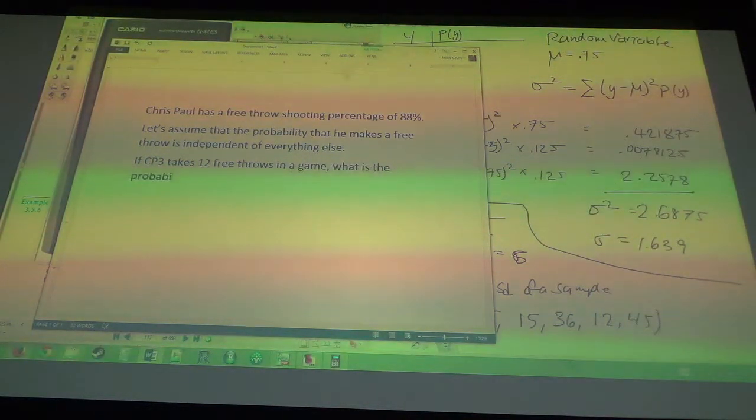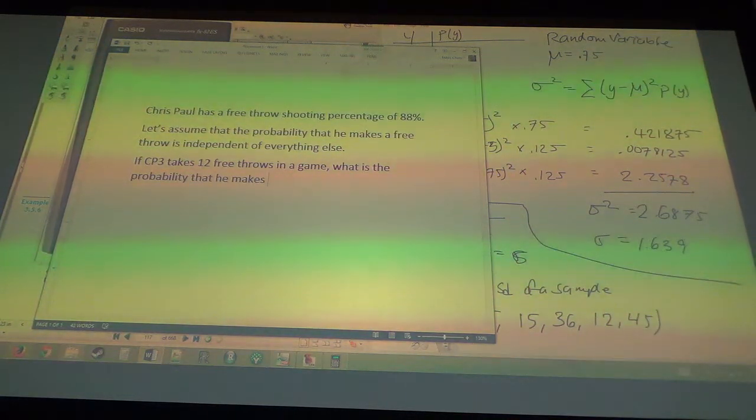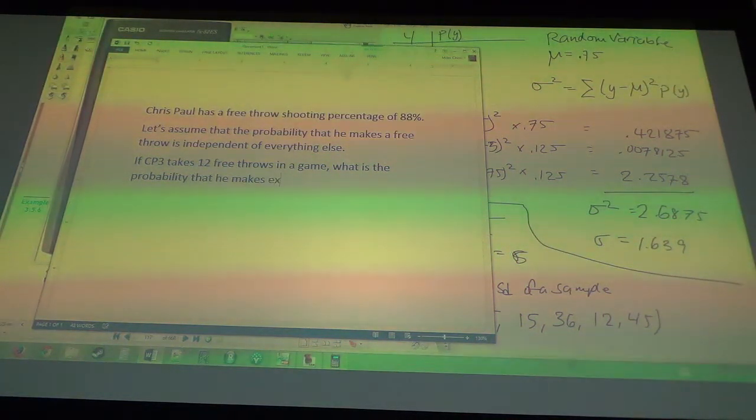What is the probability that he makes exactly 10 of them?